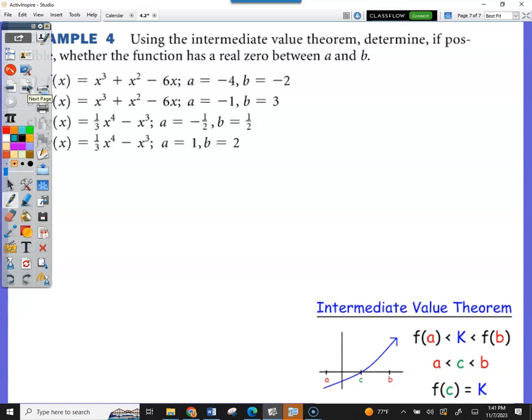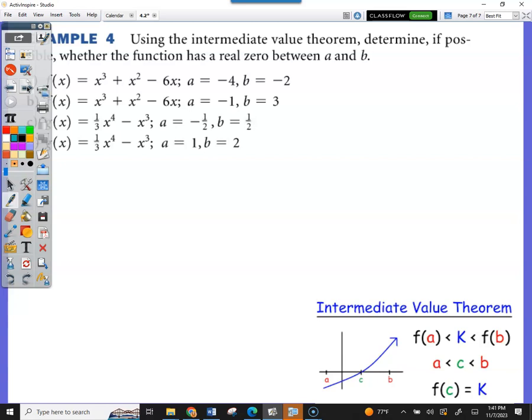Here we go. Using the intermediate value theorem, determine, if possible, whether the function has a real zero, meaning an x-intercept between A and B. Now, I will say that the way this is formatted is not user-friendly, because when you first look at it, it's a lot.